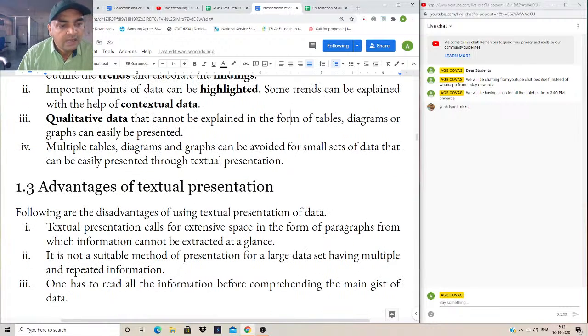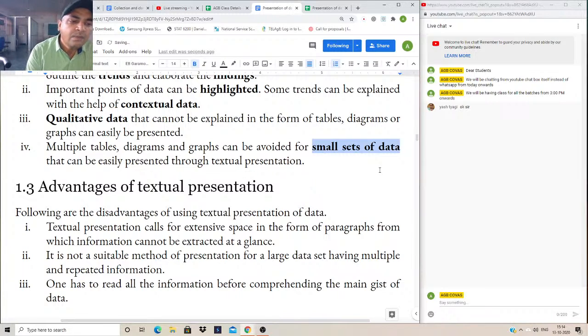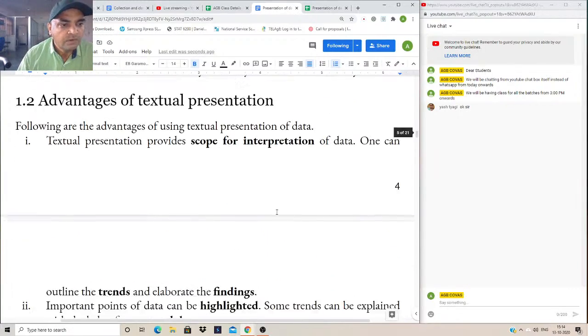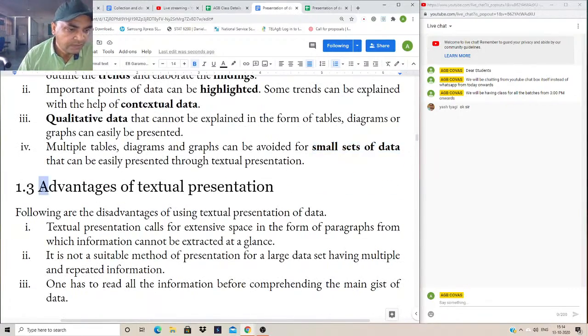Then multiple tables, diagrams, and graphs can be avoided for a small set of data. Sometimes you have a very small set of data, and you want to avoid making a table again and again from those small sets of data. The small set of data which you find in your study you can very well present in the form of textual presentation. So these are some of the advantages of textual presentation.